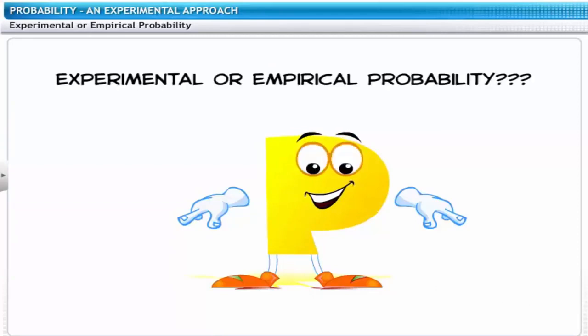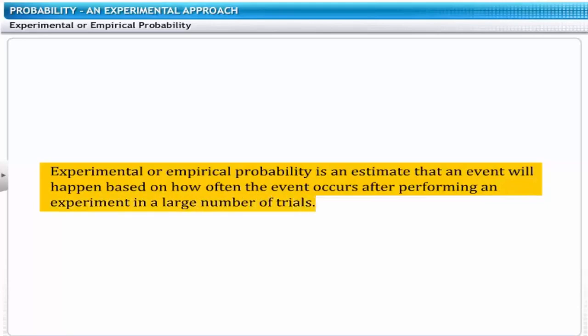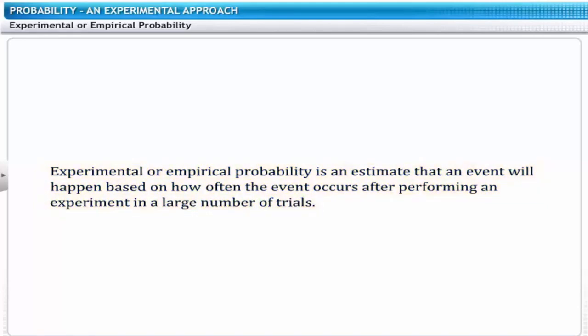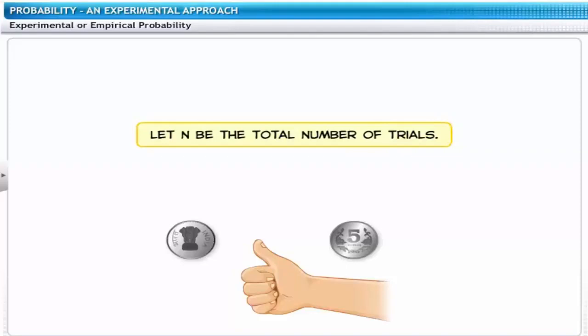Now, let's understand the term experimental or empirical probability. Experimental or empirical probability is an estimate that an event will happen based on how often the event occurs after performing an experiment in a large number of trials. Please note that empirical probability is found on the basis of what we directly observe as the outcomes of our trials or experiment. In an experiment, let n be the total number of trials.